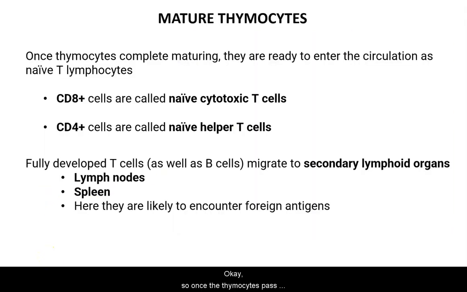Okay, so once the thymocytes pass negative selection, they're going to be ready to enter the circulation as naive T cells. Your CD8 positive cells are going to be called naive cytotoxic T cells, while your CD4 positive cells are naive helper T cells. Okay, so CD8 is always the cytotoxic T cell. CD4 is always going to be the helper T cell. The fully developed T cells, as well as the B cells, are going to migrate to secondary lymphoid organs, like places like the lymph nodes and the spleen. And the reason they do that is that they're likely to encounter foreign antigens in these places.